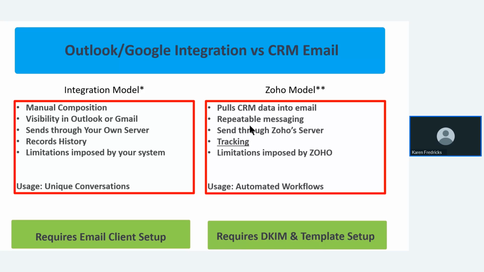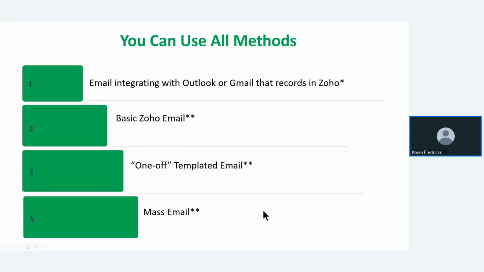People say to me all the time, "Oh, I want to be able to have automations in there." If you want automations, you've got to use the Zoho model, at least for this. The integration model requires email client setup, which I'll be going through. The Zoho model requires that dreaded DKIM and template setup. Actually, the template setup is optional, but it requires that DKIM. So again, we could use all methods. You don't have to just pick one method.